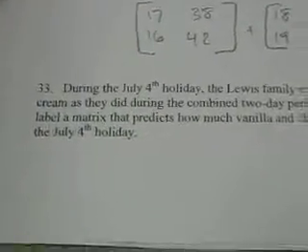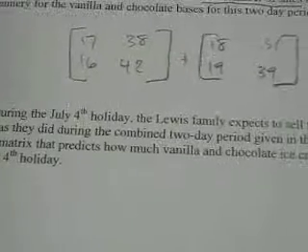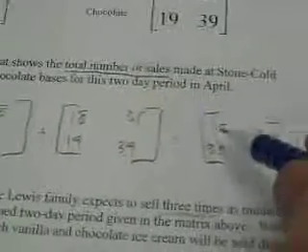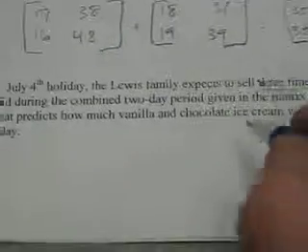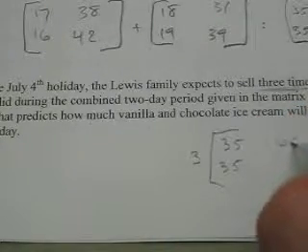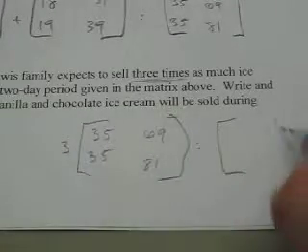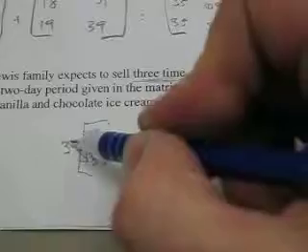Number 33, it says, during the 4th holiday, the Lewis family expects to sell 3 times as much ice cream as they did during the combined 2-day period given in the matrix above. Write and label a matrix that predicts how much vanilla and chocolate ice cream will be sold during the July 4th holiday. So we're going to take that matrix that we just had as our solution on the previous problem. Since it says 3 times as much, I'm going to multiply. Our result is going to be a matrix that is 2 by 2, 2 rows, 2 columns. We're going to distribute the 3 to all 4 pieces of our matrix.